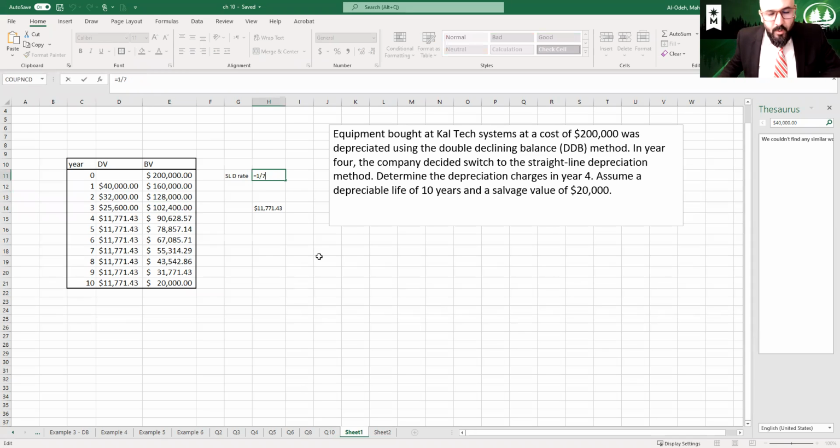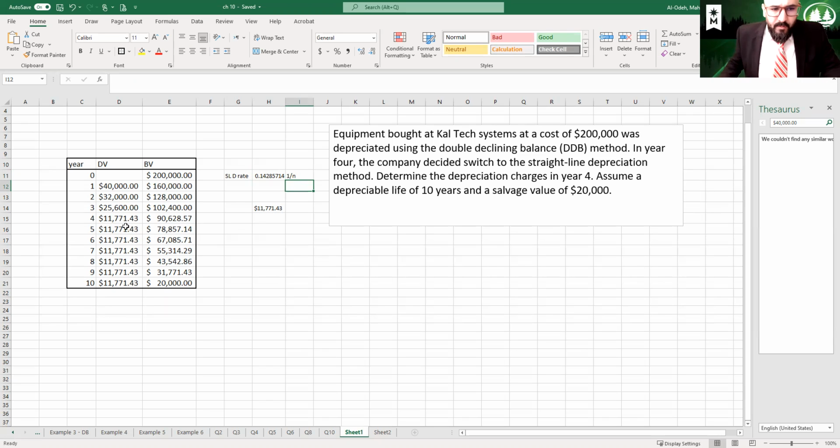The depreciation rate would be 1/7. Why 7? Because now we've started a new depreciation analysis. We know that the asset will last for 7 years. So we divide 1 by 7, which is basically 1/n, if you remember the equation for the depreciation rate.